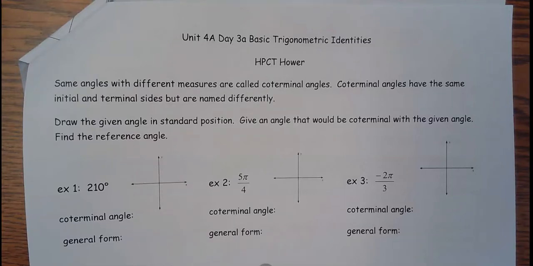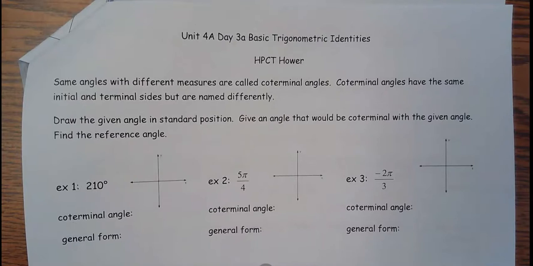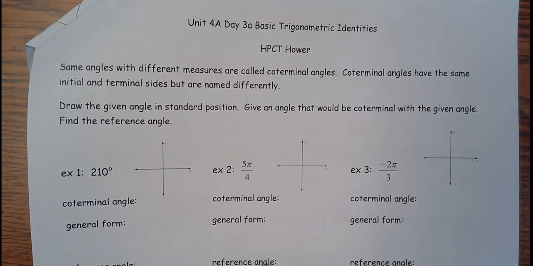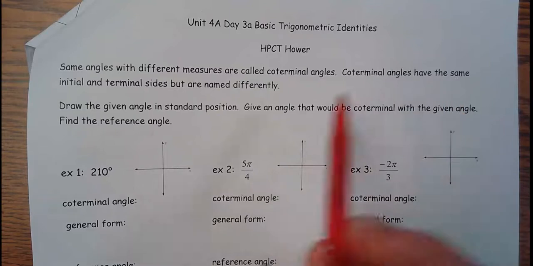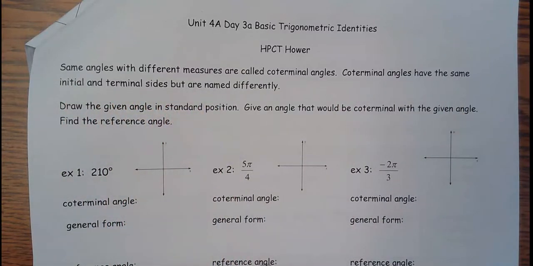So first off, up here it says same angles with different measures are called coterminal angles. So if they end up having the same landing place on the unit circle or the Cartesian plane or whatever you want to call it, if they have the same landing spot but different number values, they are considered coterminal angles. Okay, so coterminal angles have the same initial and terminal sides but are named differently.